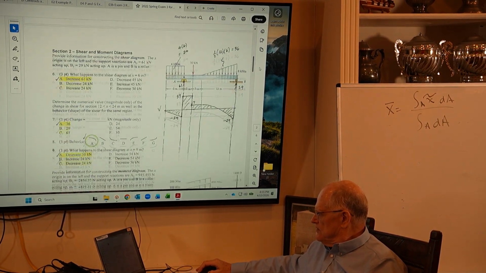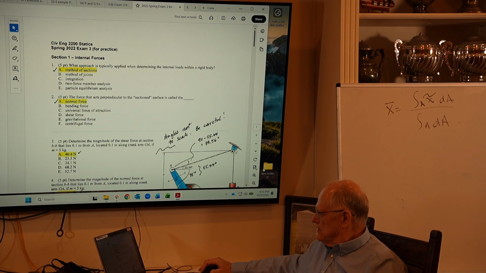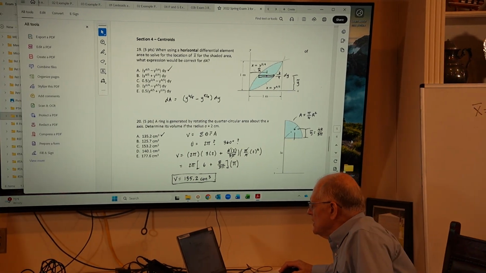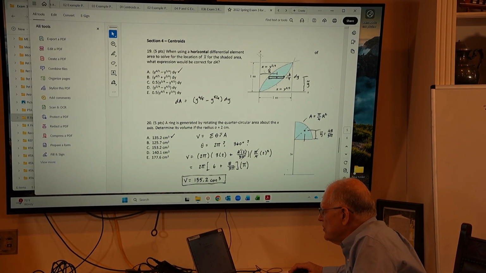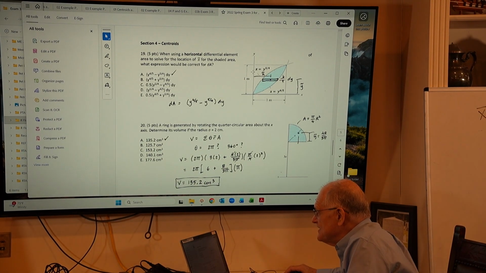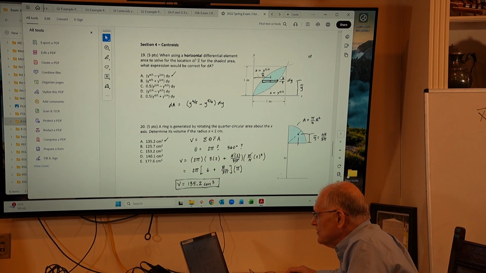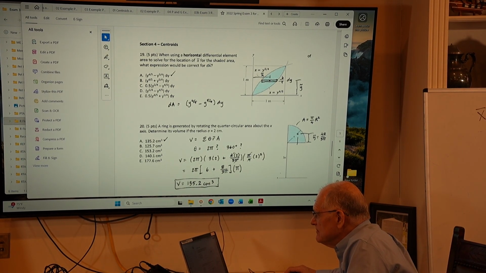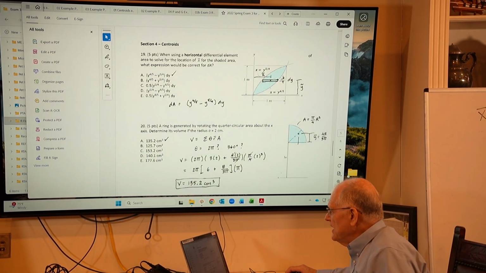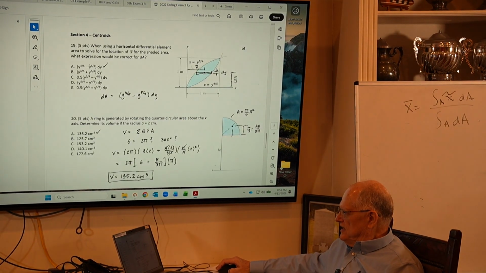So centroids. So this is a horizontal. This is a different problem, but it's the same ask. It's a horizontal element. You're looking for x tilde. What is dA? And so the dA is the x right minus the x left, and it's dy thick. And it's easy to get the x. The x's in terms of y are really easy, and that's your dA.